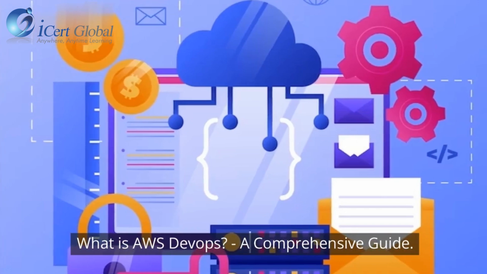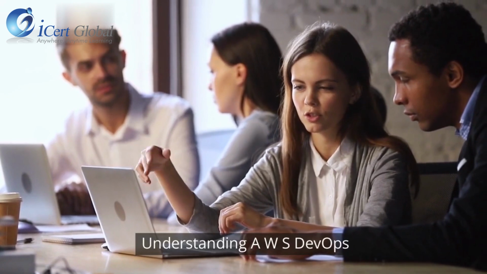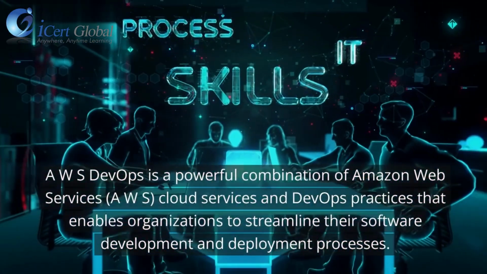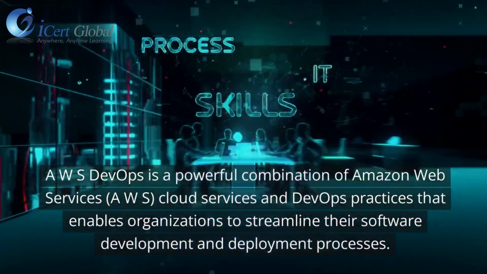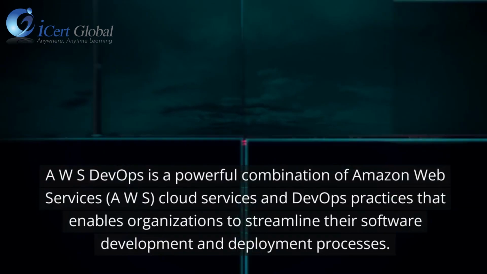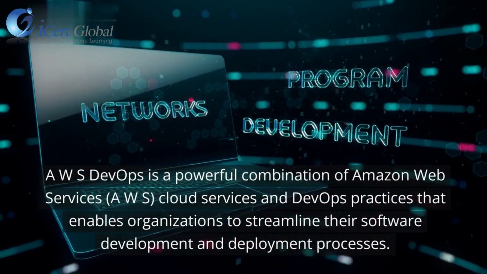What is AWS DevOps? A comprehensive guide. Understanding AWS DevOps. AWS DevOps is a powerful combination of Amazon Web Services (AWS) cloud services and DevOps practices that enables organizations to streamline their software development and deployment processes.